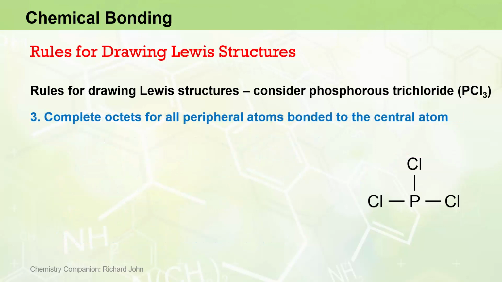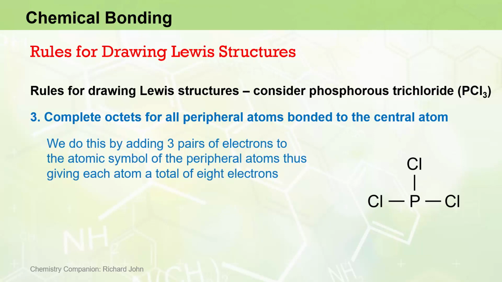The next thing we do is complete the octets of electrons for all peripheral atoms bonded to the central atom. We do this by adding 3 pairs of electrons to the atomic symbol of each peripheral atom, thereby giving each atom a total of 8 electrons, which of course includes the 2 electrons involved in the single bonds we've already drawn. So, 3 pairs of electrons on that chlorine atom, 3 pairs of electrons on that chlorine atom, and 3 pairs of electrons on that chlorine atom.